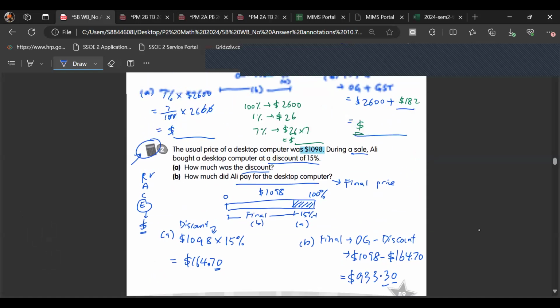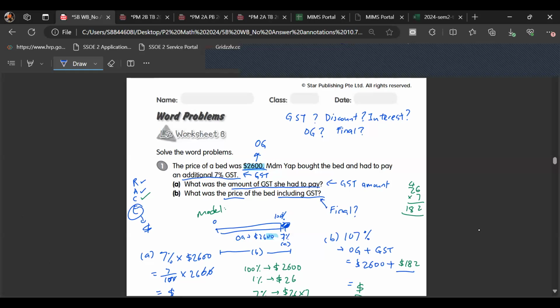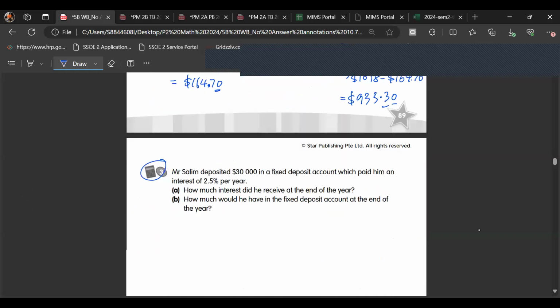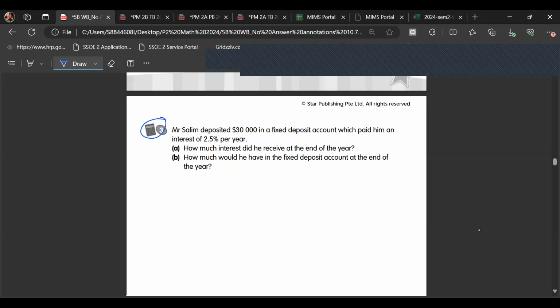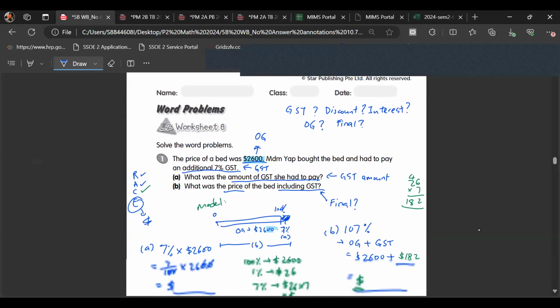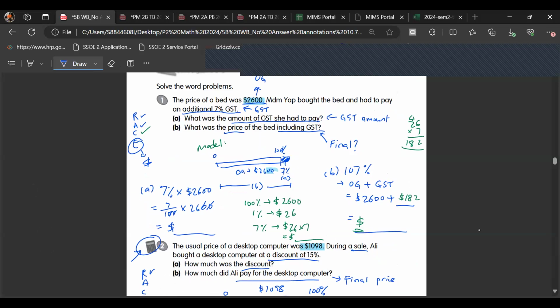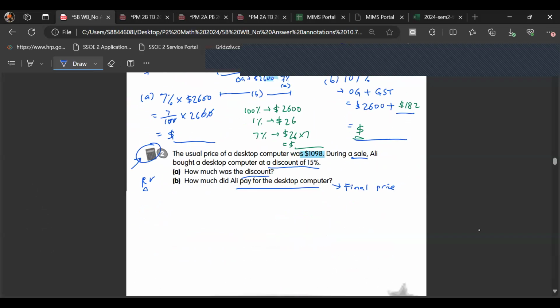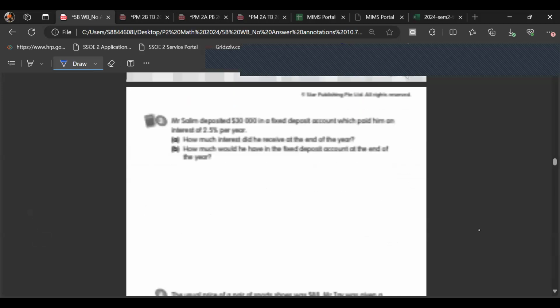So you see, these 3 questions are in sequence. It gives you GST, discount, interest. In the exam, definitely it will not be such a friendly sequence. You really need to ask yourself these key questions. Is the question asking for GST? Is the question asking for discount? Or is it asking for interest? Is it asking for the original price? Or is it asking for the final price?